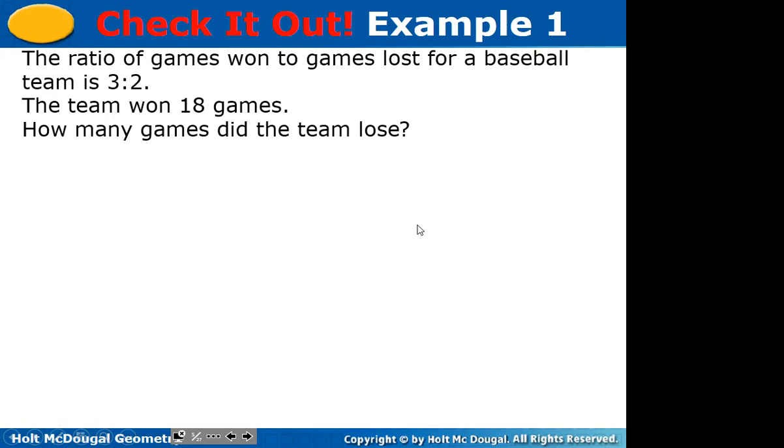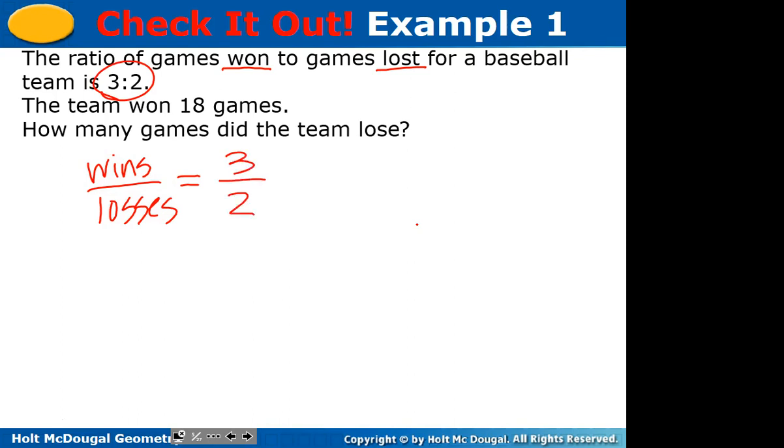It says the ratio of games won to lost for a baseball team is 3 to 2. So again, we're looking at keywords here. We got won there, and we got lost there. So I'm going to do wins over losses. And again, this ratio right here is wins to losses. So that's 3/2. And then it says the team won 18 games. How many did they lose?